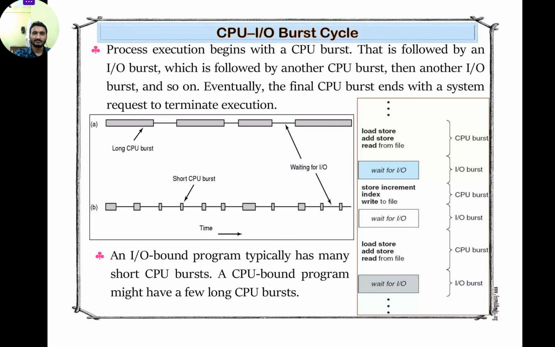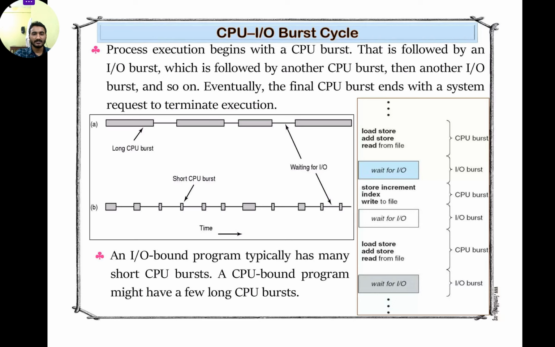Go to the next slide. Here we will see the CPU I/O burst cycle. Process execution begins with a CPU burst. A CPU burst means when a process gets the CPU for the first time. This is followed by an I/O burst, which is followed by another CPU burst, then another I/O burst, and so on. Eventually, the final CPU burst ends with a system request to terminate execution.